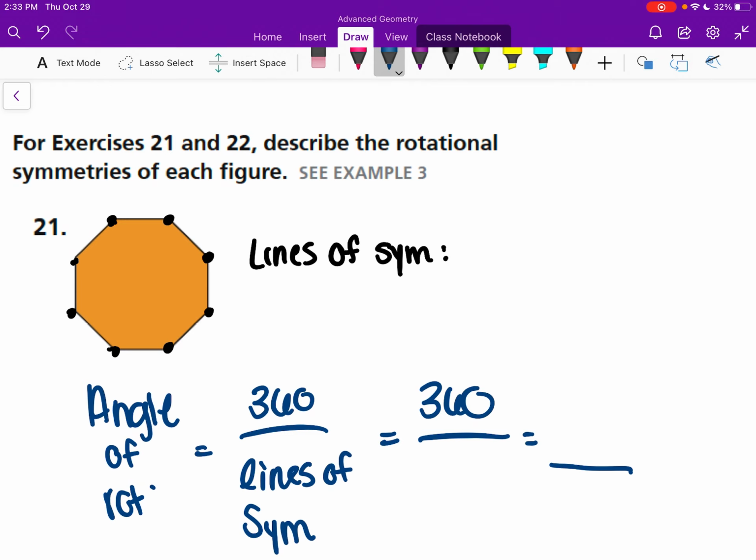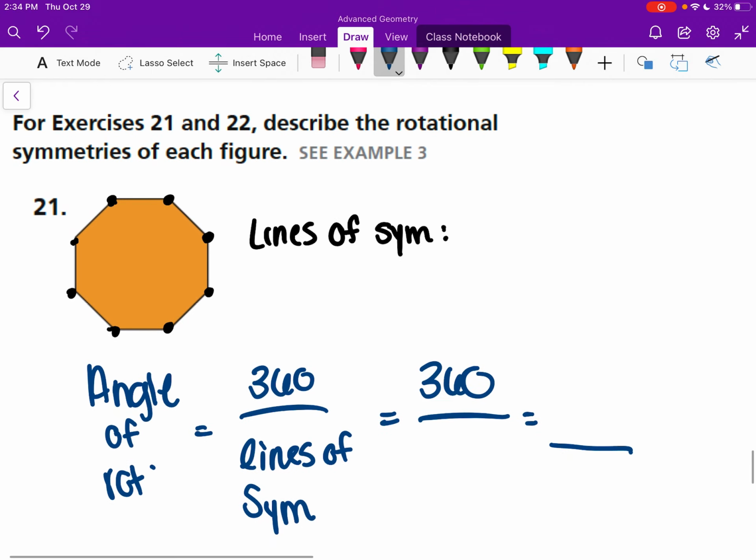So in number 21, it's asking us to describe the rotational symmetry. And so that means the angle measures at which you could rotate it and it look exactly the same. Well, a quick trick that we found was if you could find how many lines of symmetry something has, you can find that initial angle of rotation by doing 360 degrees divided by the number of lines of symmetry.